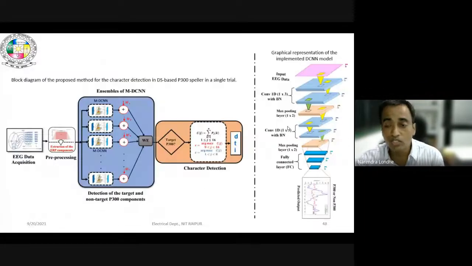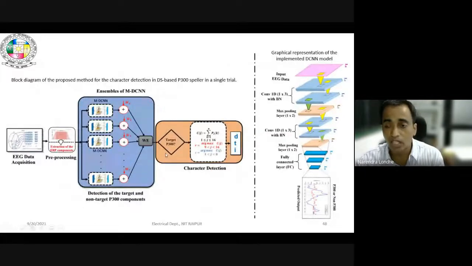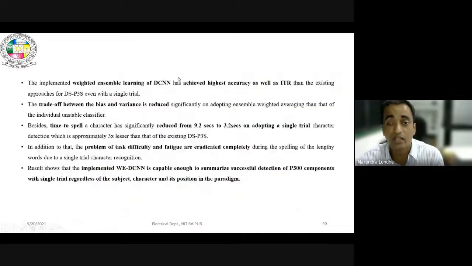So this is one system, and we are doing it in Devanagari, for our own Indian languages. Again we have done it with deep learning, and the performance that we are getting here is very high, and it is ready for real-time implementation. I must say that. Yes.